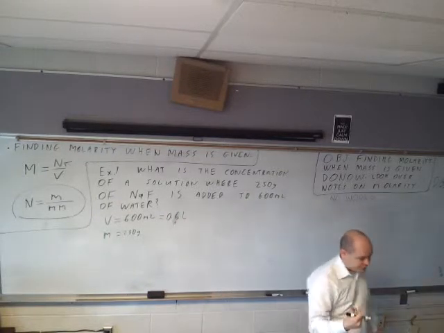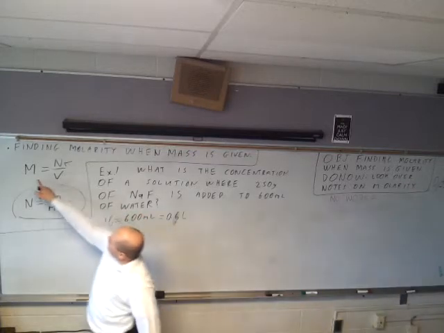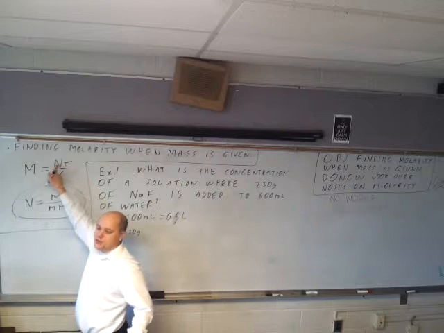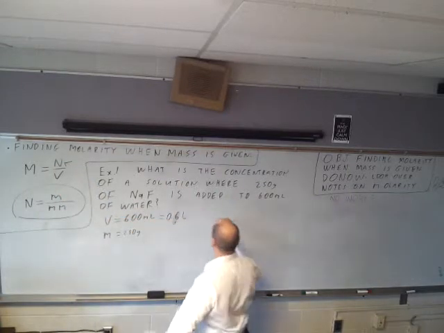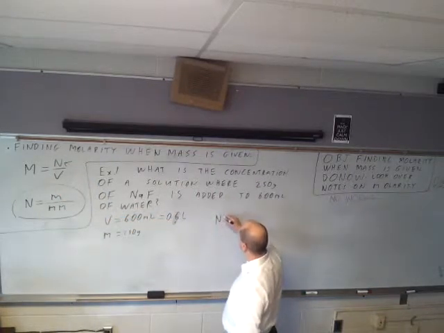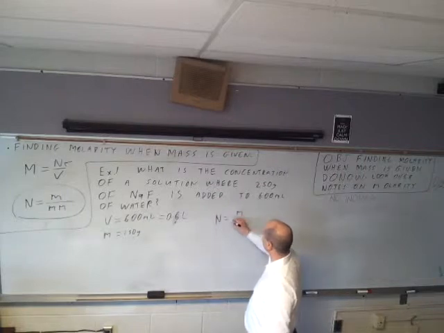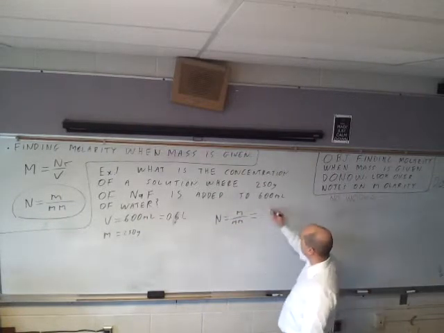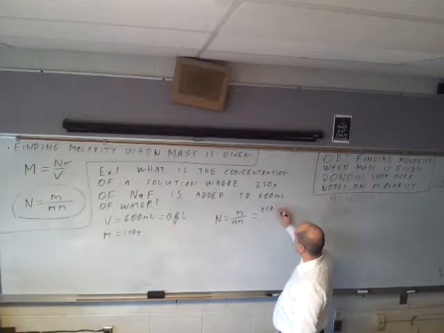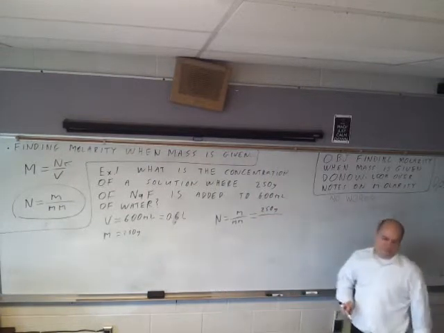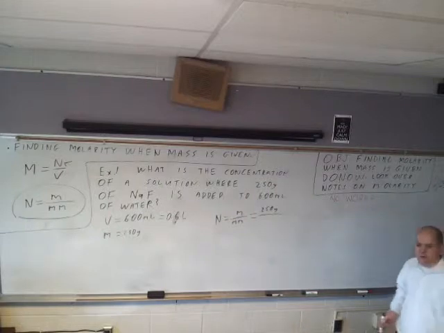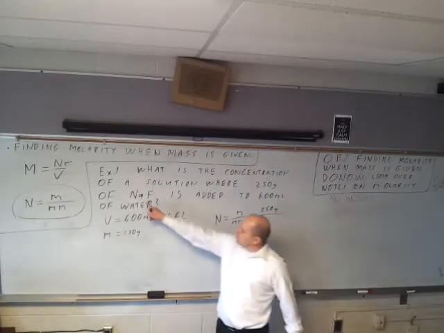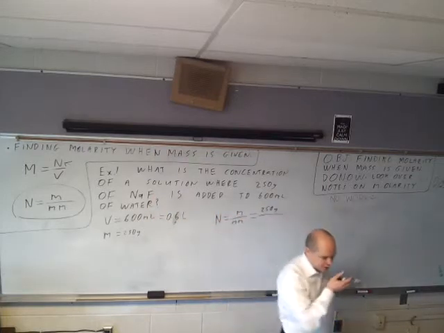All right, so we're asked for molarity. So we know molarity is number of moles over volume. We have volume. We don't have number of moles. So let's find number of moles. Number of moles equals mass over molar mass. Mass we have, that's 250 grams. And molar mass, well, we got to break out a periodic table, right? And we got to look for sodium and fluorine and add them together.